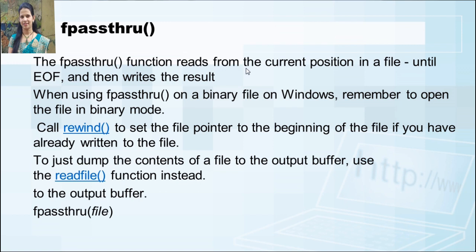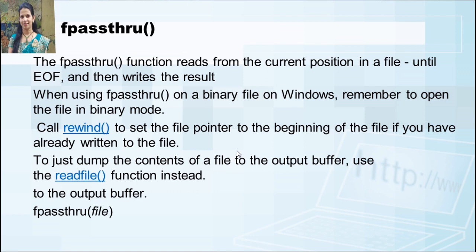See here, the fpassthru function reads from the current position in the file until the end of file and then writes the result. When using the fpassthru function on a binary file on Windows, it is necessary to open the file in binary mode only. When you are using it on a binary file, then you need to open the file in binary mode. You can call the rewind function. Rewind means reset again: set the file pointer at the beginning of the file.